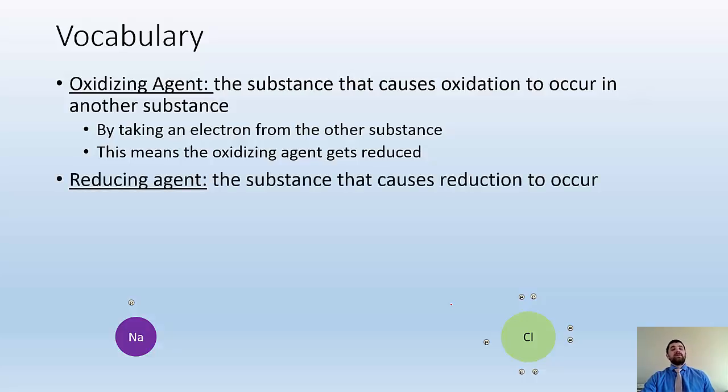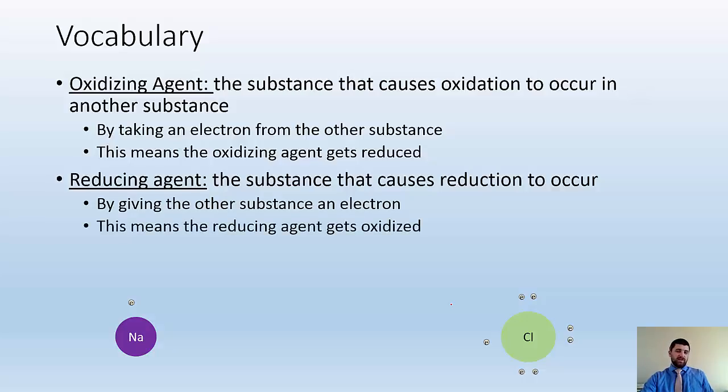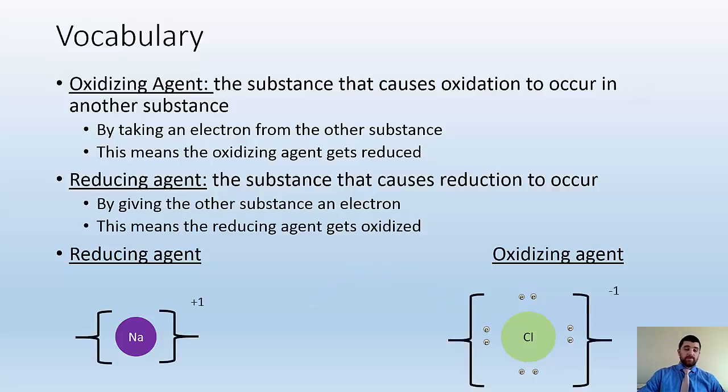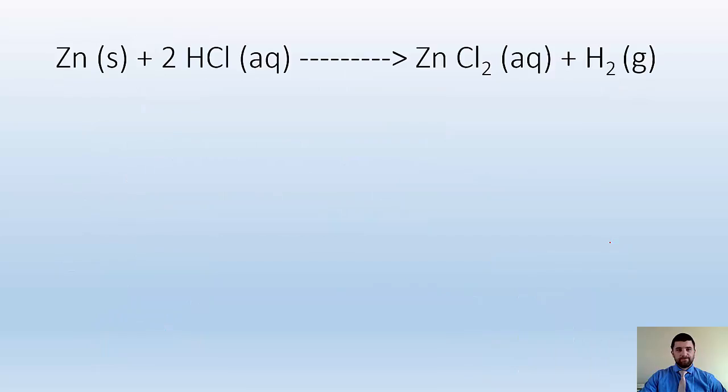The reducing agent is a substance that causes reduction to occur. It does that by giving an electron to another substance, so it is losing an electron. So the reducing agent is the thing that gets oxidized. If we take a look here, sodium is going to lose its electron and force it to be given to the chlorine. Because sodium causes reduction, we call it the reducing agent, and it gets oxidized. And chlorine, you can think of it, it stole an electron from sodium, so it is the oxidizing agent. It causes oxidation to occur.